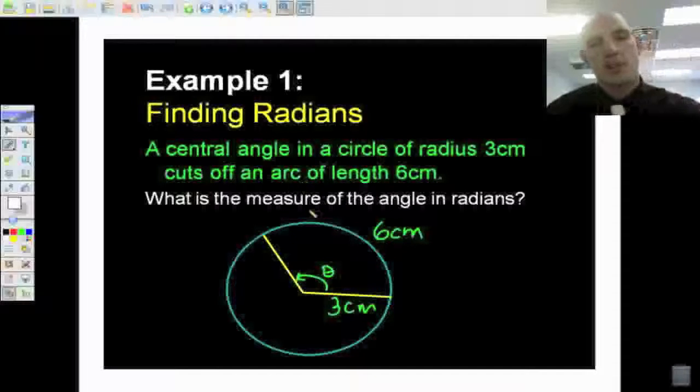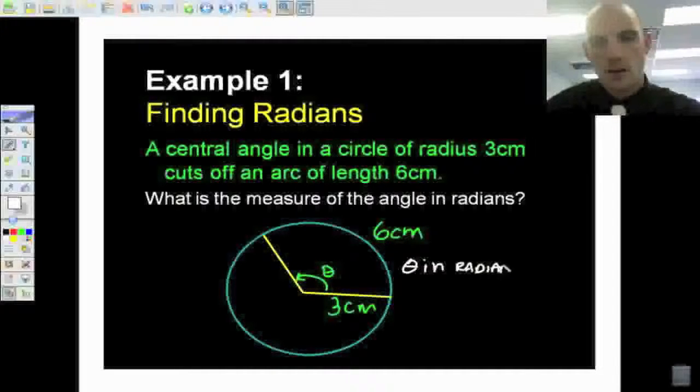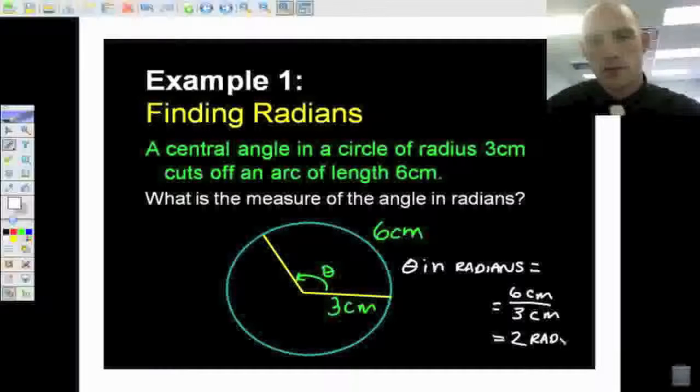For example, I have this circle right here, and my theta is in the middle here, and I've got 6 centimeters for my arc and 3 centimeters for my radius. So theta in radians is going to equal 6 centimeters over 3 centimeters, which is equal to 2 radians. So that's how it works. That's as simple as it is.